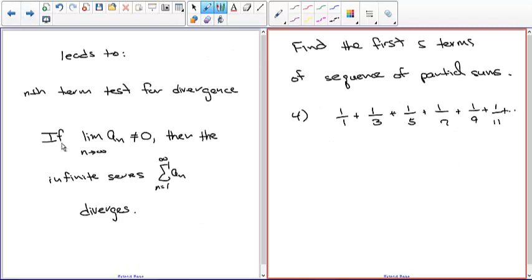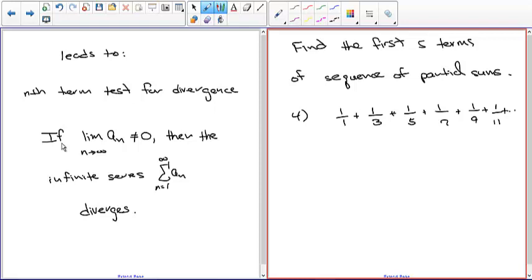Actually, that leads to this one. So I've already said that. If the limit as n goes to infinity of a sub n does not equal 0, then the infinite series diverges. I can't remember if the book does both of them, or if I made up the other one just to show that you have to be careful that you don't overuse it.